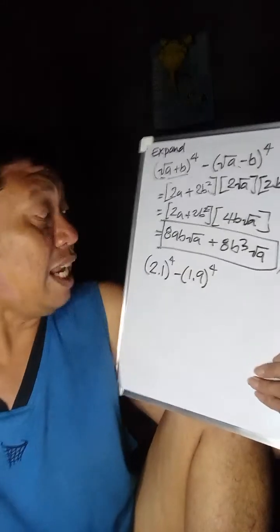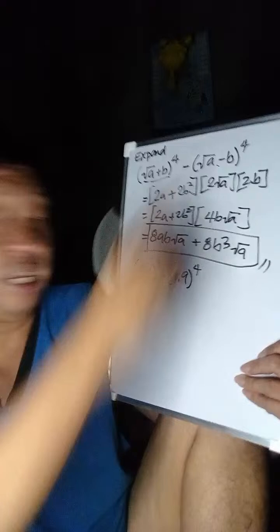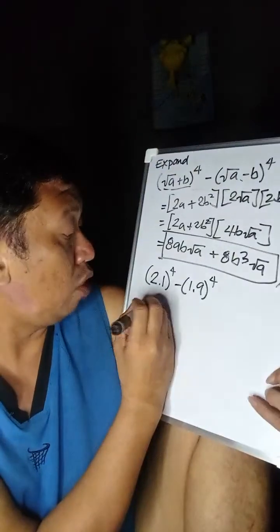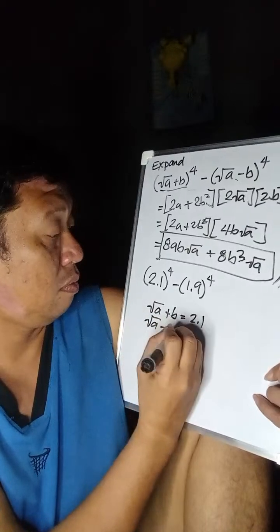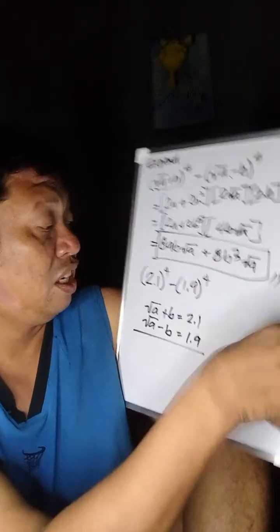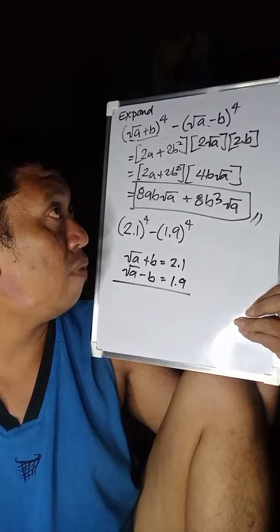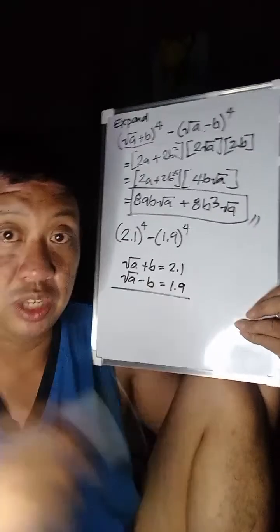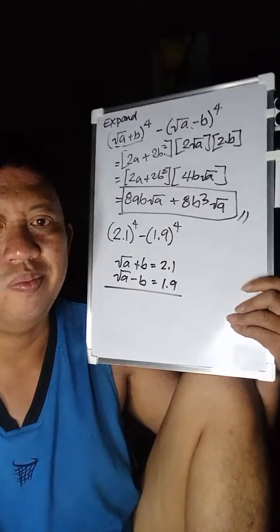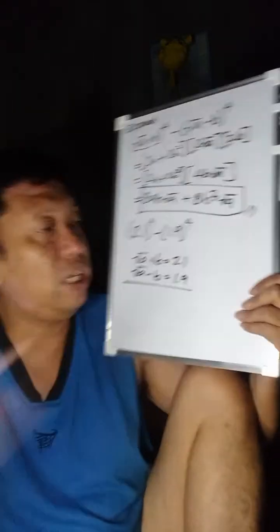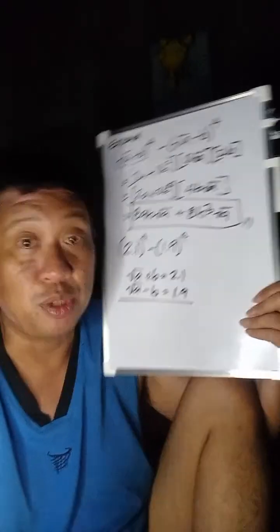So first, we let 2.1 as square root of a plus b and 1.9 as square root of a minus b. So it turns out, it will look like this. So we have a system of equations. In order to solve a system of equations, there's a lot of ways. We can use elimination or substitution, or some use determinants. But for this particular question, we can use elimination to solve for both a and b, because that's the most practical way to do that.